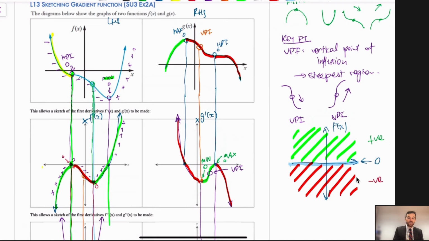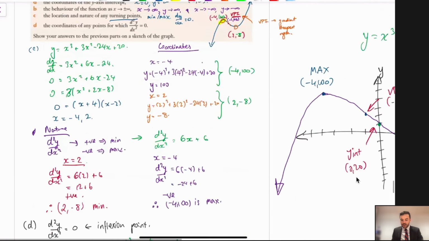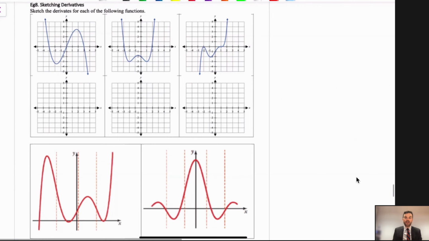Now if you haven't watched this video yet, please go back and watch it, because this is sort of the key information on how to sketch these. And once you've done that, I want you to basically work through these. So pause the video and then press play when you think you've got all the answers.